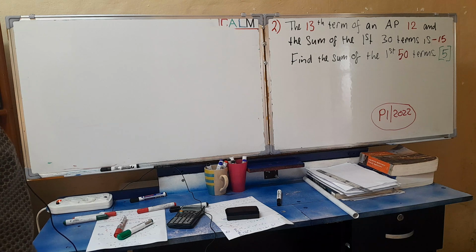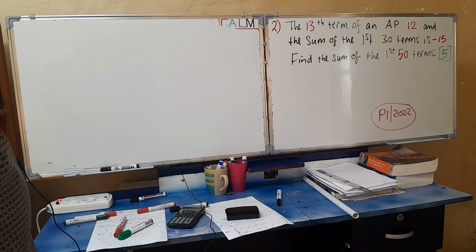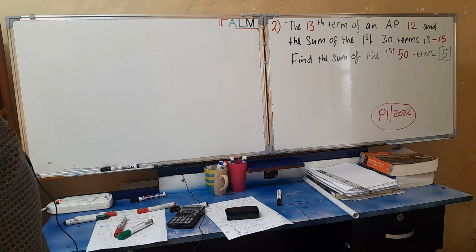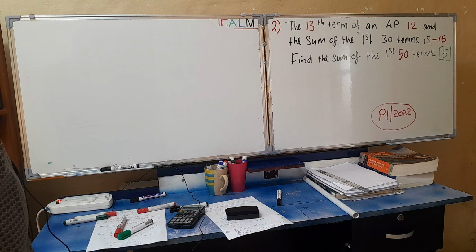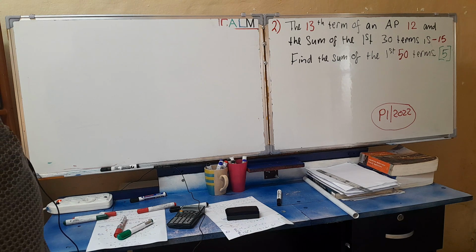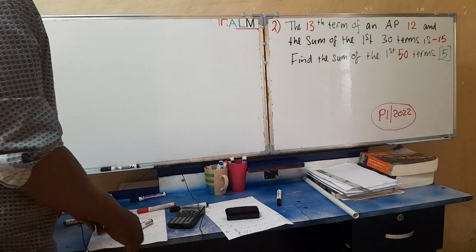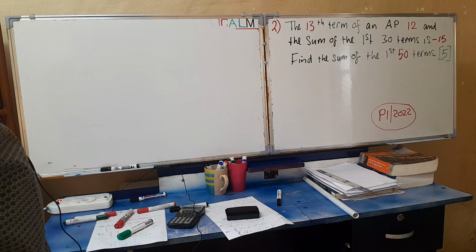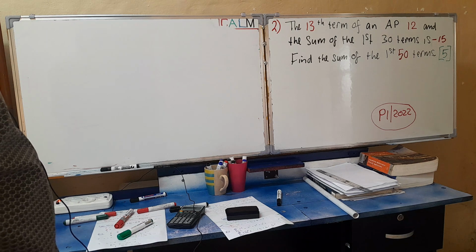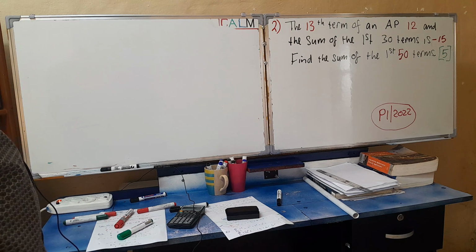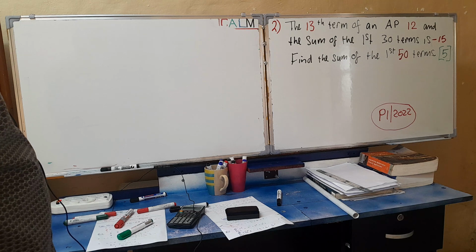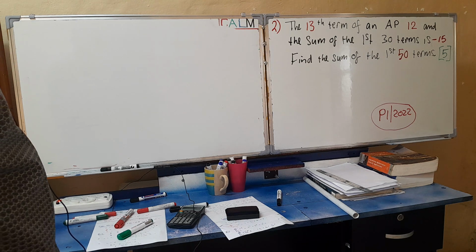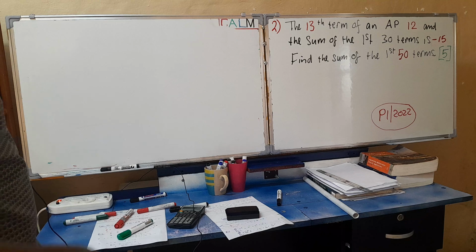In this channel, of course, we try to prepare students for examinations by helping them to solve past examination questions from previous years. And in today's lesson, we brought a question from paper 1 of 2022, and it's question number 2, which reads as follows. The 13th term of an arithmetic progression is 12, and the sum of the first 30 terms is minus 15. Find the sum of the first 50 terms of this series.